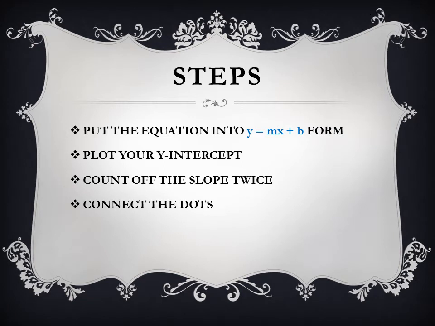Here are some steps for you to follow when graphing a line. Step 1. Put the equation into y equals mx plus b form. Step 2. Plot the y-intercept. Step 3. Count off the slope twice. Step 4. Connect the dots.